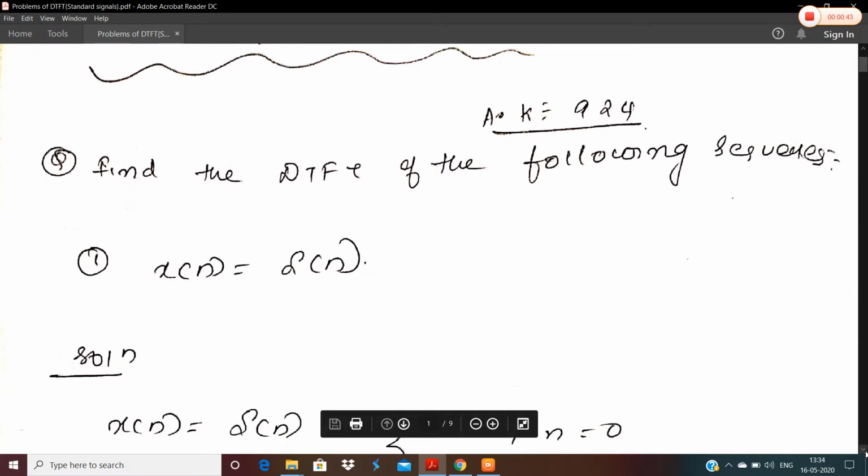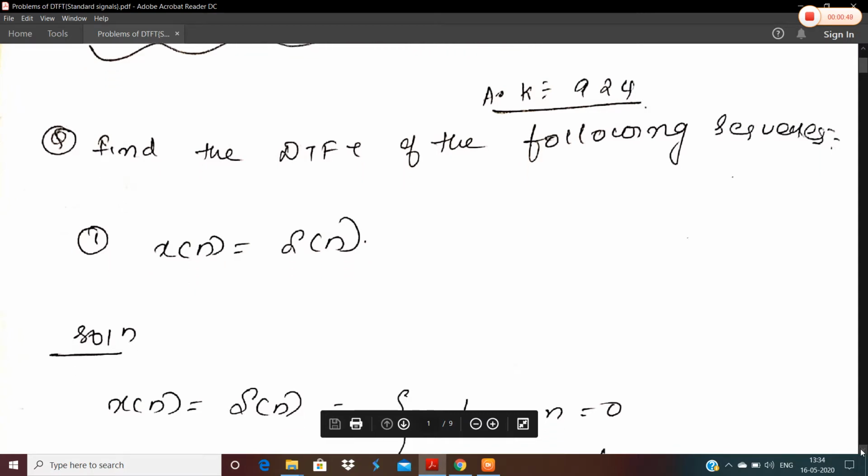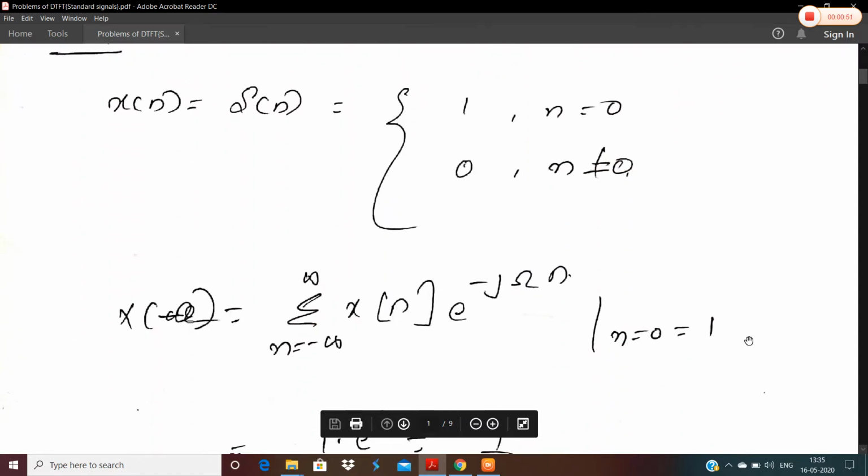The first question is, find the DTFT of the following sequence where x of n is equal to delta of n. So the given function is nothing but the impulse function, that is the discrete time impulse function delta of n. We know that delta of n has got the value equal to 1 when n is equal to 0, and it is 0 for all other values of n.